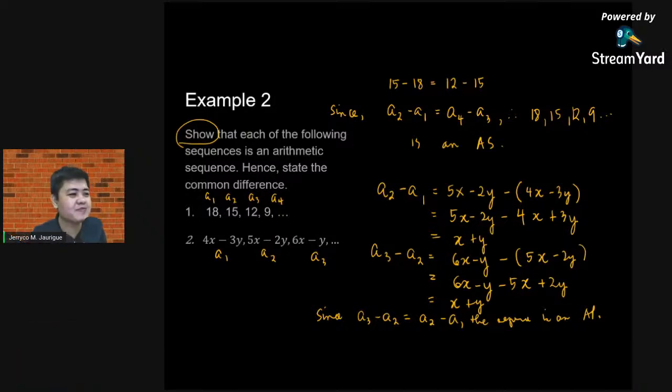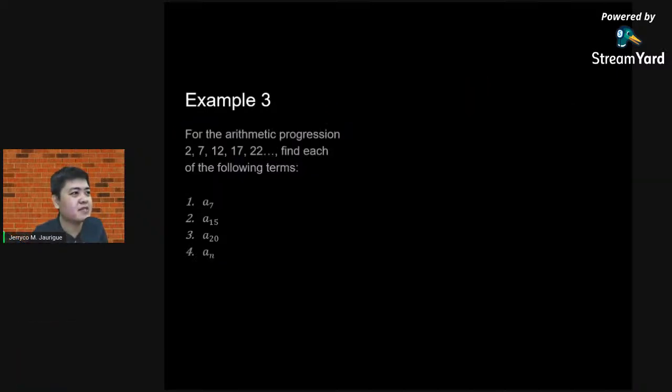Okay. So let's have example 3. For the arithmetic progression 2, 7, 12, 17, 22, find each of the following terms: A sub 7, A sub 15, A sub 20, and A sub n.